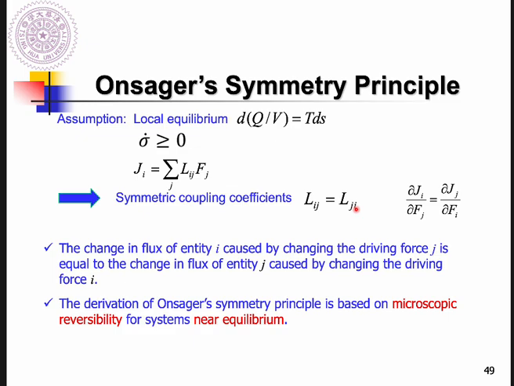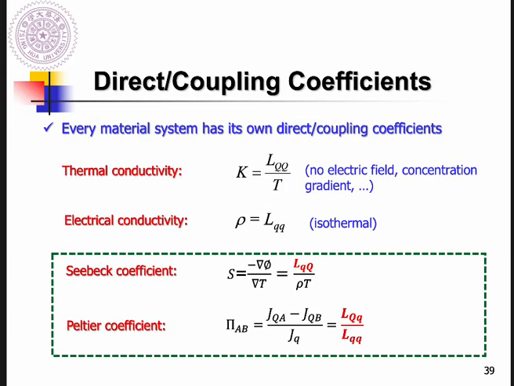That will simplify your calculations in the following slides. So back here, actually L small q capital Q will be equal to L capital Q small q, right? Based on the Onsager symmetry. And it only works when the system is near equilibrium conditions.